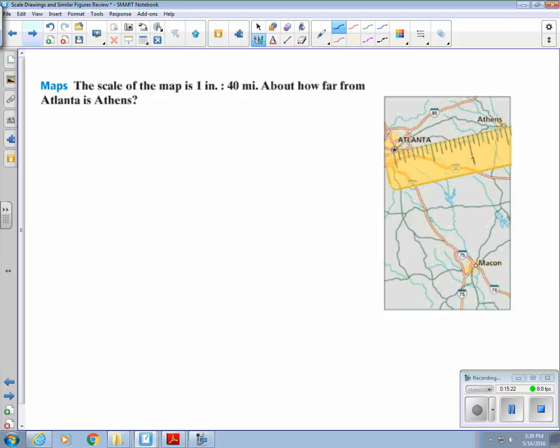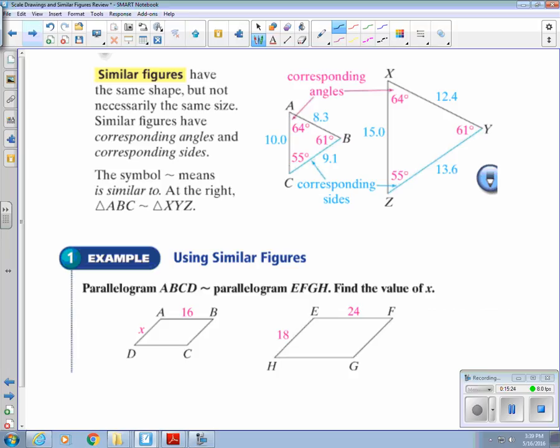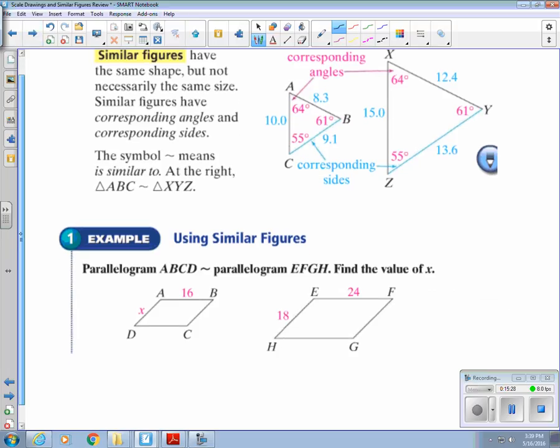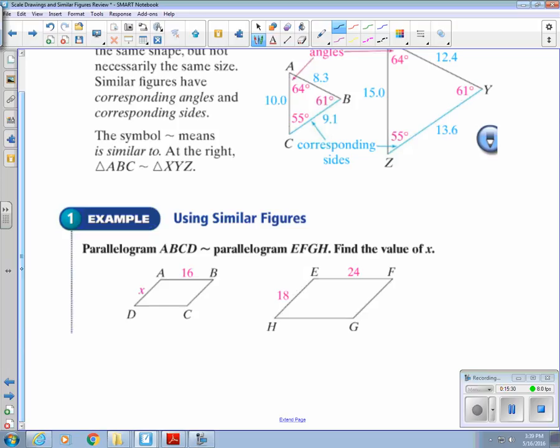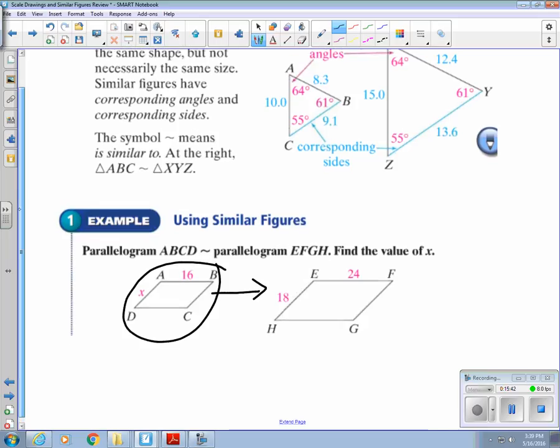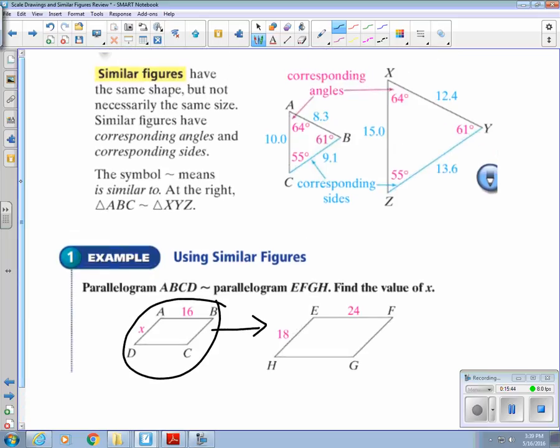All right, I'm going to skip this scale map one, and we're going to go to similar figures. So what is a similar figure? Same thing as a scale drawing, really. We're just looking at one figure. A similar figure is the same shape, but we've changed the size. We either made it bigger or we made it smaller. What do we know about similar figures? Again, they're the same shape, but have a different size.